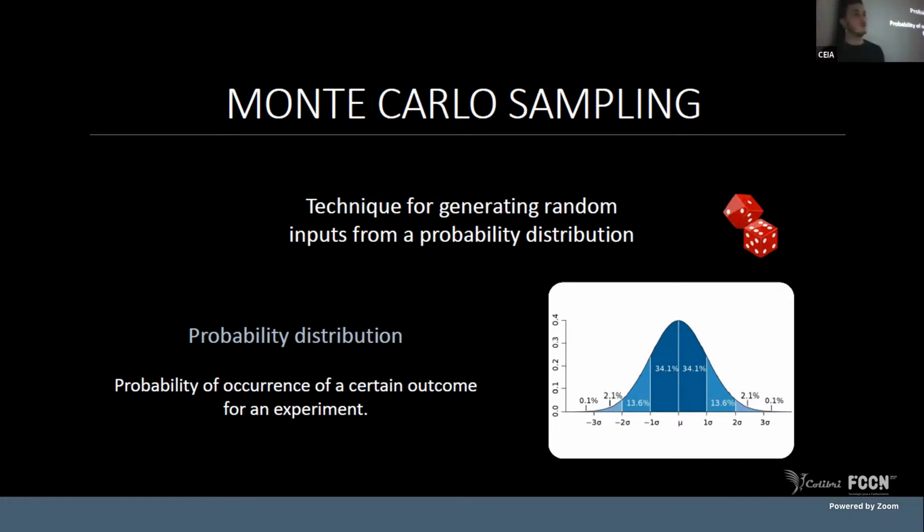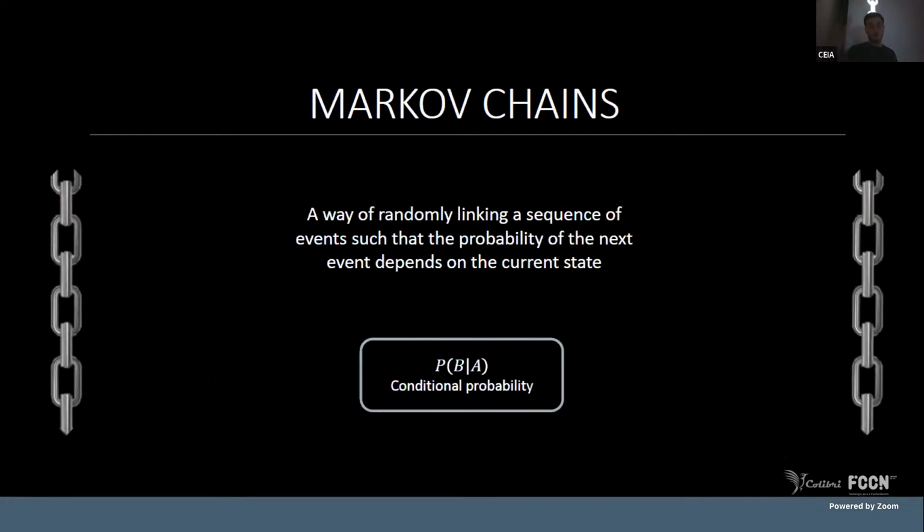In the stuff we want to calculate, not everything has the same probability of happening. So basically we use probability distributions that just give you the probability of occurrence of a certain outcome for an experiment. So Monte Carlo sampling just basically gives you a random number, or a random input, whatever it is, but with the caveat that not all inputs are equally likely. Some are more likely to come out than others. That's just basically it. And then Markov chains.